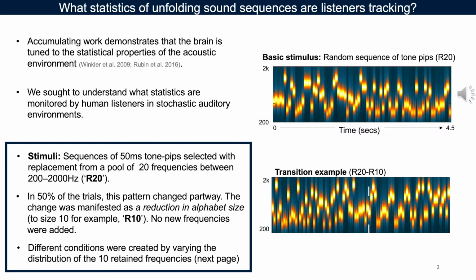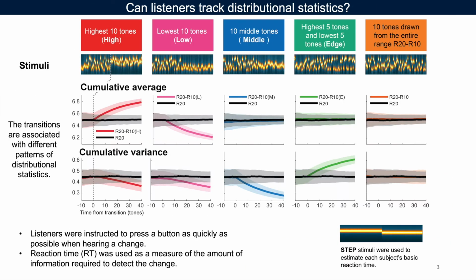The first question we ask is, can listeners track distributional statistics? We manipulated the distribution of the 10 retained frequencies in 5 ways. Keep the highest 10 tones, or the lowest 10 tones, the 10 middle tones, or the highest 5 and lowest 5 tones, or 10 tones randomly selected across the entire range.